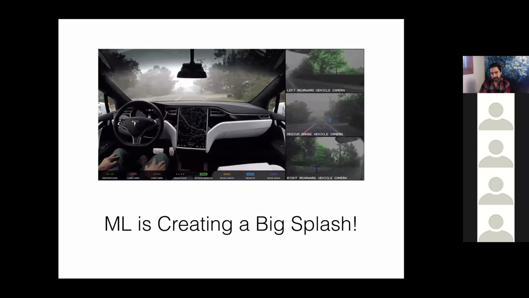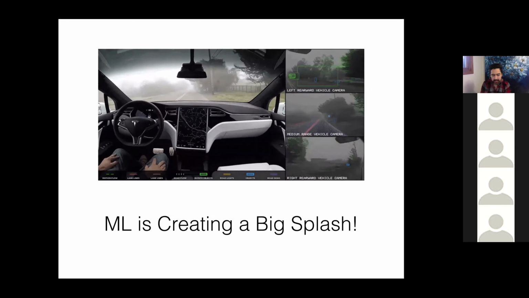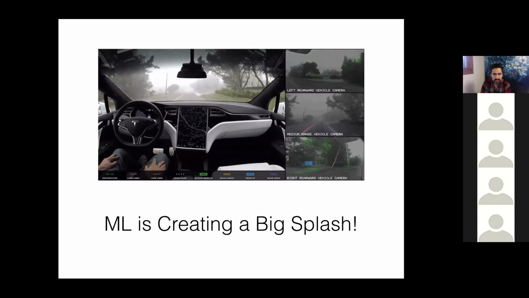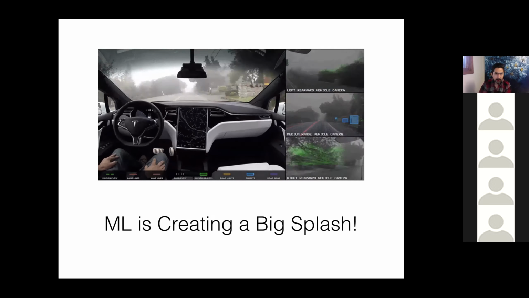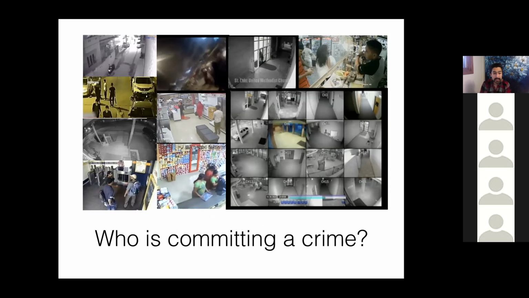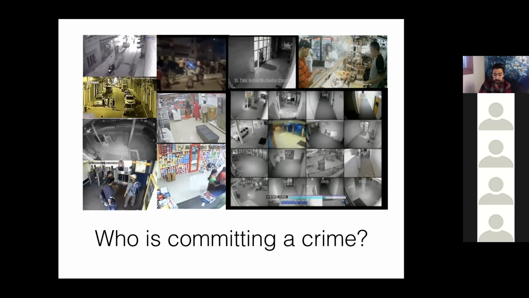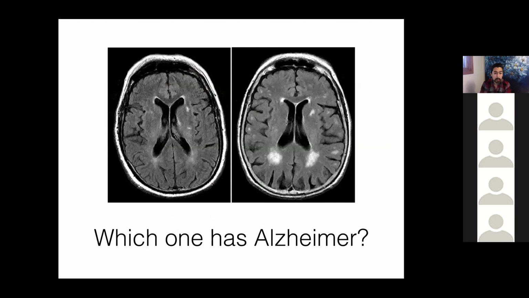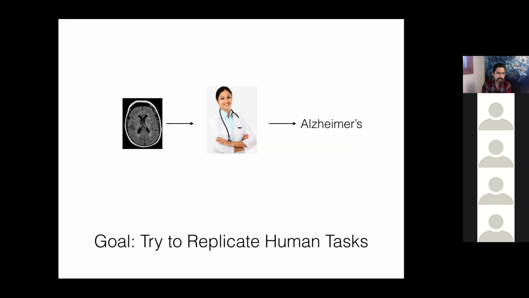I think at this point, everybody has heard about machine learning, of course, with all of these fancy applications about self-driving cars and medical diagnostics and many more. And now it seems that everybody wants to use it for everything, right? For example, for detecting crimes in video surveillance, or to predict medical diagnosis, like deciding whether a brain scan will develop Alzheimer's or not. And in all of these cases, fundamentally, what all these machine learning applications are trying to do is to replicate human tasks, right?